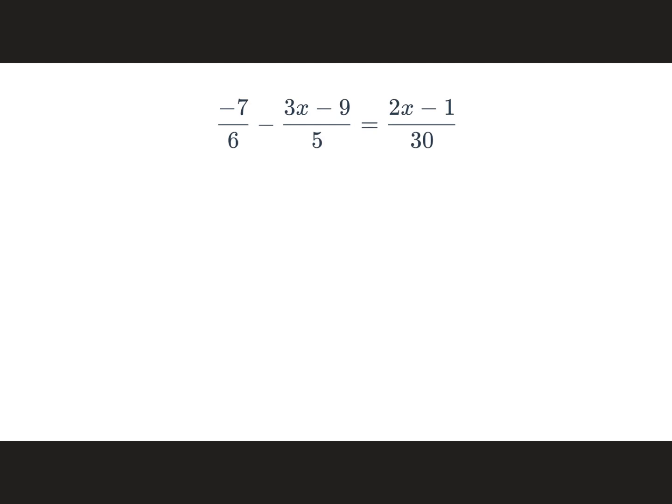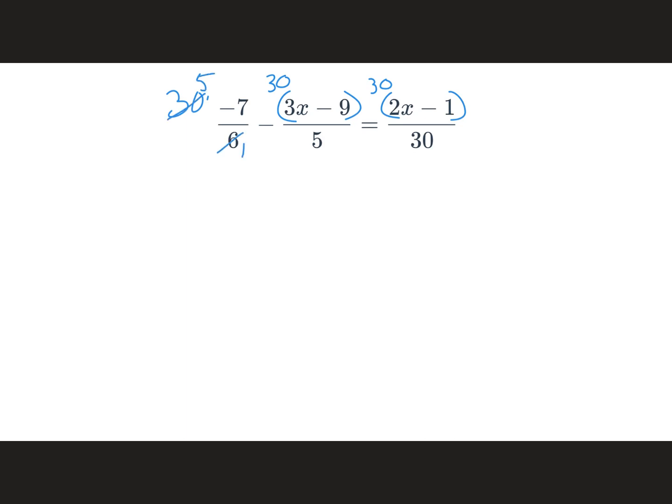Okay, last one. Maybe you could try it on your own and then come back and see how you did. All right, what's the common denominator of 6, 5, and 30? 30. All right, so here we go. I'm going to multiply this guy by 30, this whole thing by 30, and this whole thing by 30. And 30 divided by 6 is a 5, so I'm going to change that to a 5.